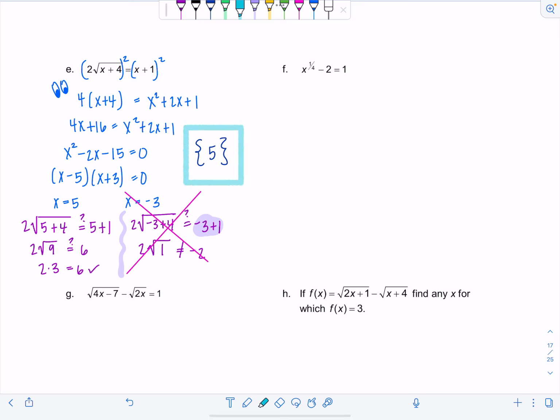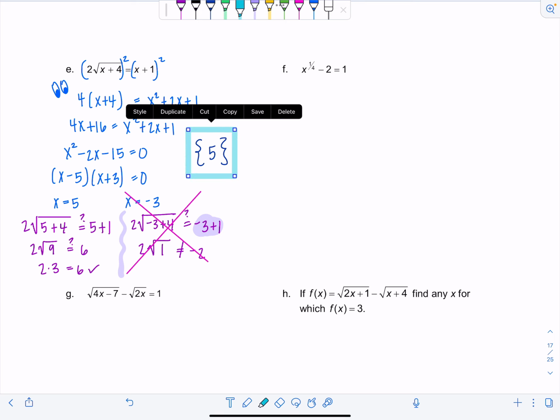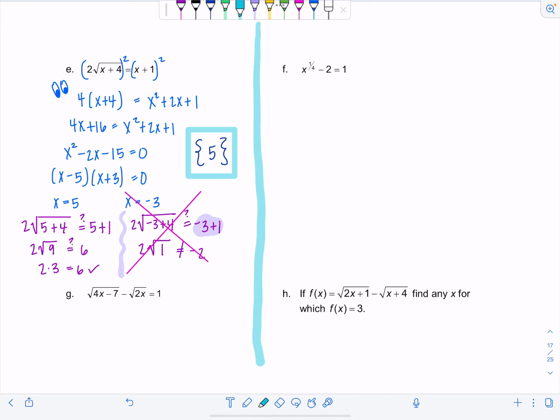Sometimes both will work, okay? So don't think you're always going to throw somebody away. Sometimes none will work, in which case you'll have no solution. So just be ready. Anything can happen, people.